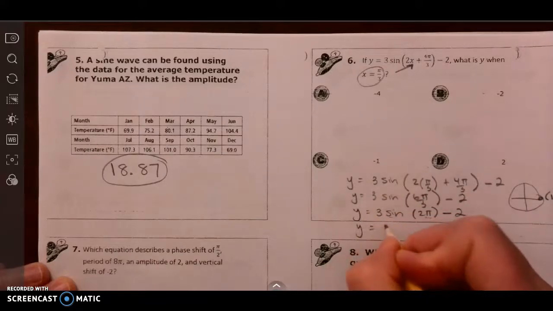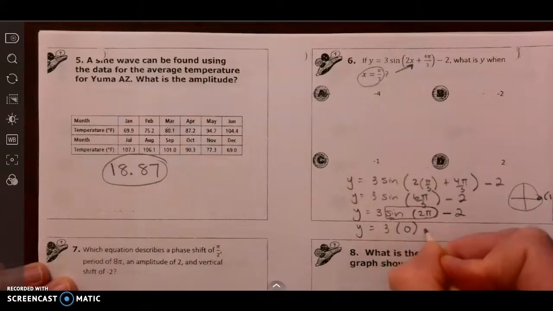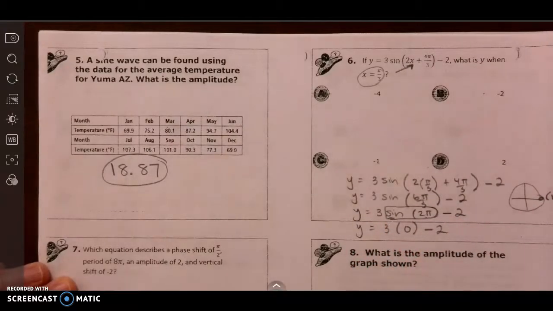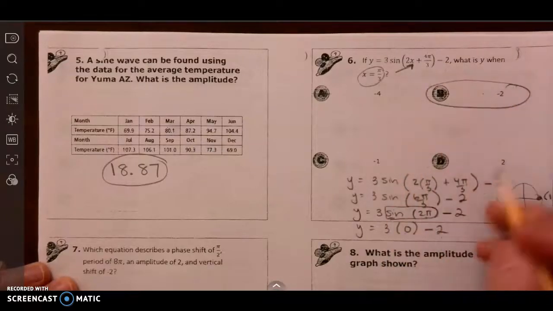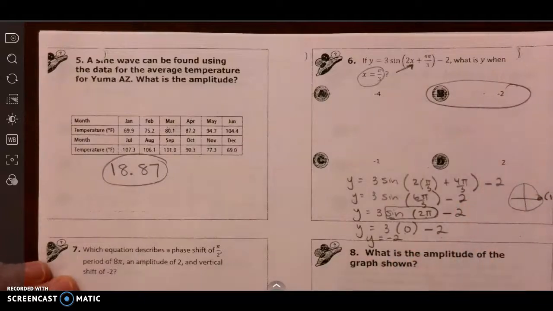So y equals 3 times sine of 2 pi is 0 minus 2. So 3 times 0 is 0. 0 minus 2 is negative 2. So B is the correct answer.